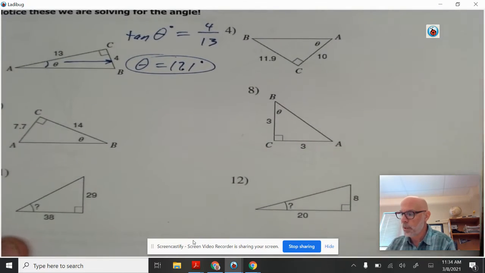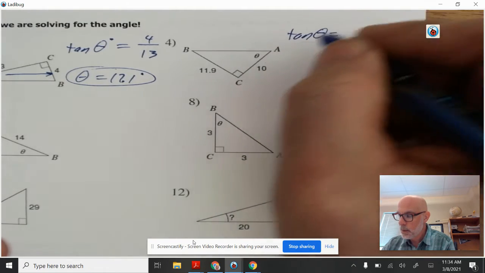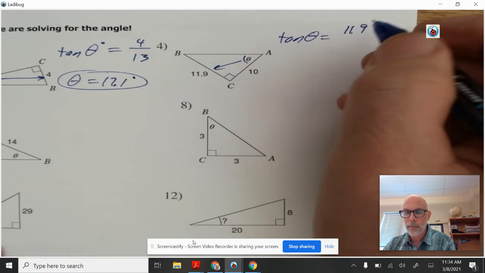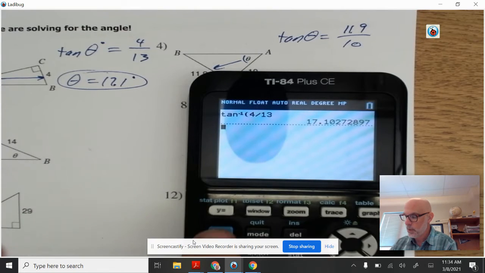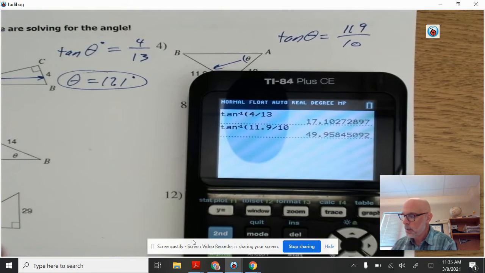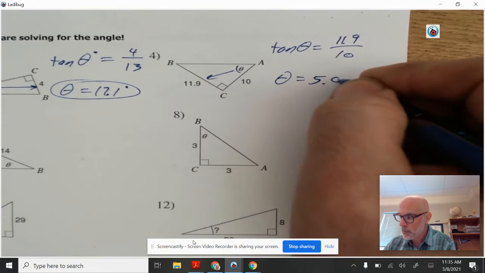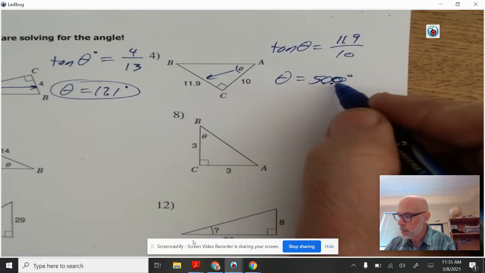All right. Let's do another. Tangent of theta equals the opposite, which is 11.9, over the adjacent, which is 10. So you just go to your calculator, inverse tangent, 11.9 divided by 10, and you get 49.96. We could say 50.0 degrees if we were rounding. All right, lots of little zeros.